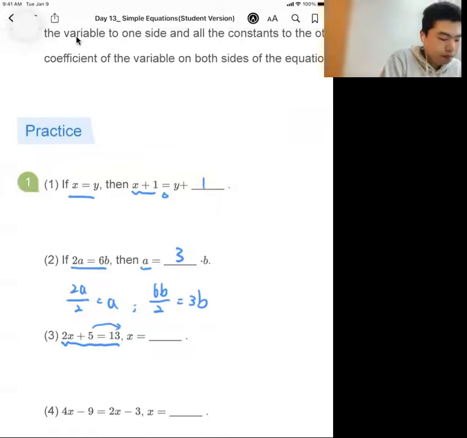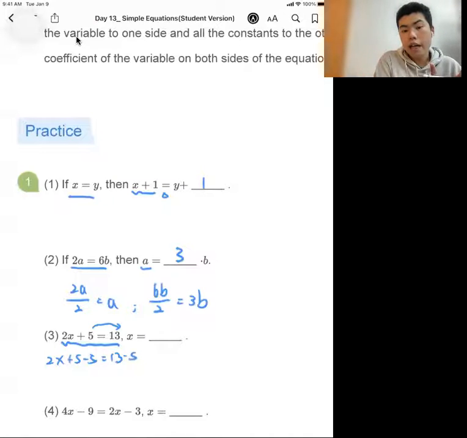How can we do that? We can first subtract the number 5 on both sides. After we do the subtraction, on the left-hand side we have 5 minus 5, which equals 0, which means we only have 2x left on the left-hand side. And then on the right-hand side, we have 13 minus 5, so the result is 8.